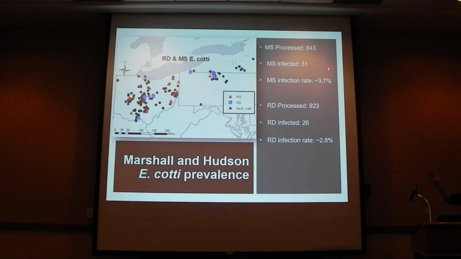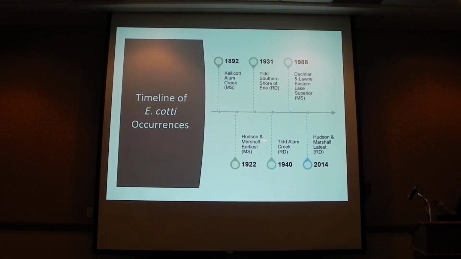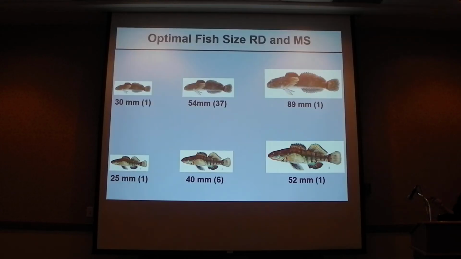So we looked at 843 mottled Sculpin total and 923 rainbow darter total, so that's a lot of fish. Here's a timeline of occurrences just in a different format, and I added my earliest finding in 1922, and then the most recent finding in 2014. So this is the short timeline of events here, or long, I guess.